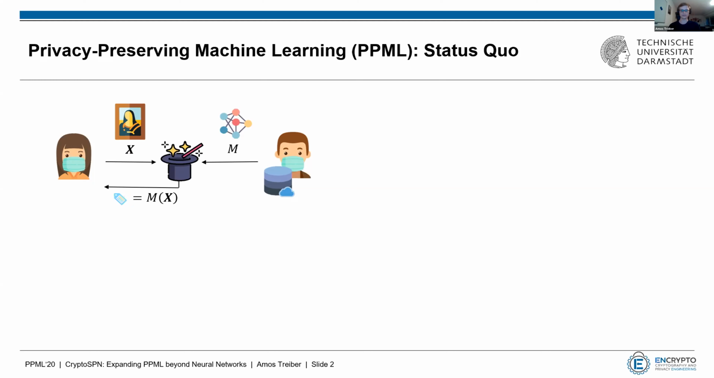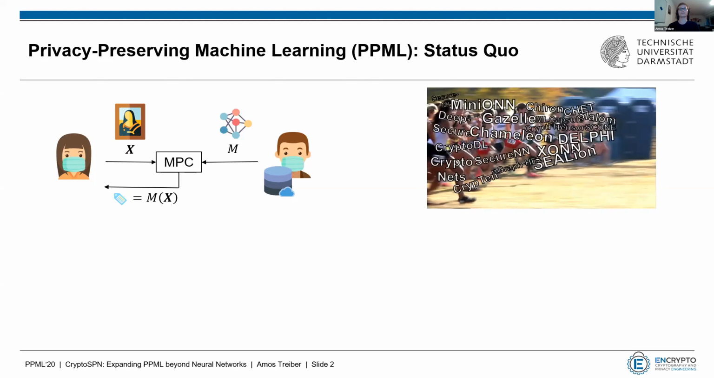The way this is usually implemented is by using techniques such as secure multi-party computation, or MPC. The research challenge has really been scalability, because this introduces a lot of overhead. In the past years, there's been lots of work trying different optimizations, and there's really been a race going on for the fastest private neural network image classification, usually.